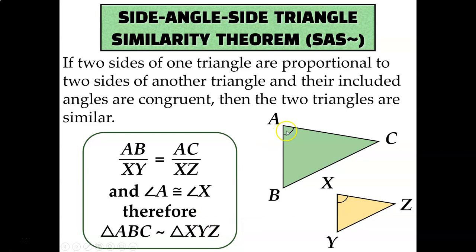The placement of this angle is super important. Notice that angle A is in between sides AB and AC. That means it's included, which is what the theorem states we need. If we had known instead that angle C was congruent to angle Z, that's not enough information.